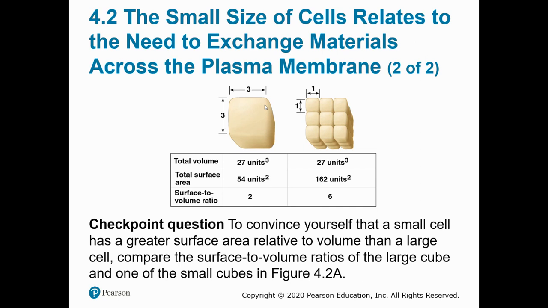The ratio between the two changes dramatically. So when you're looking at these two cubes, for example, all of them have 27 units, right? Because it's like 27 three-unit cubes. Total surface area here is 54. Total surface area here is 162.